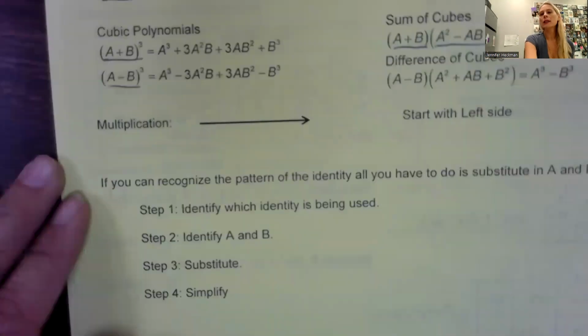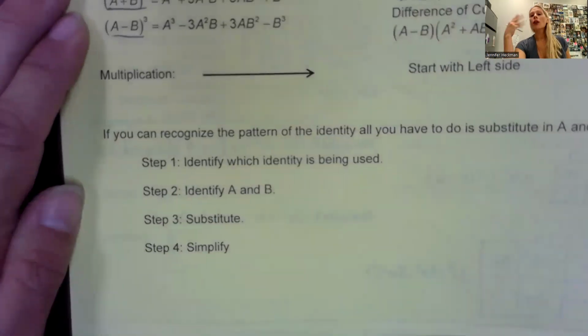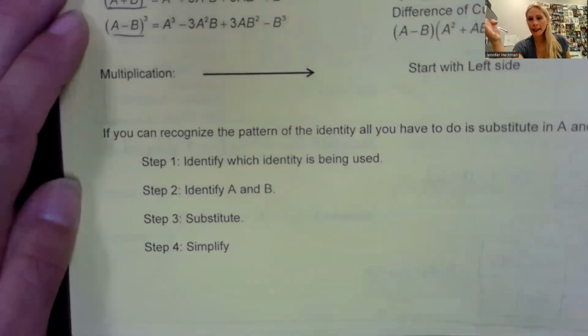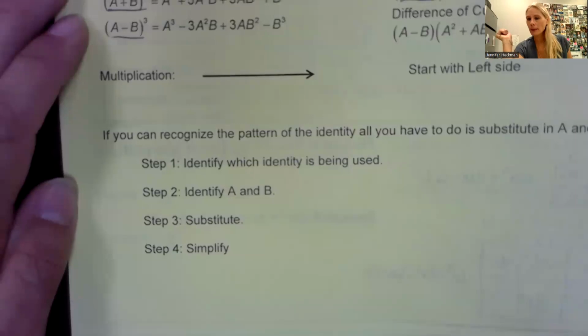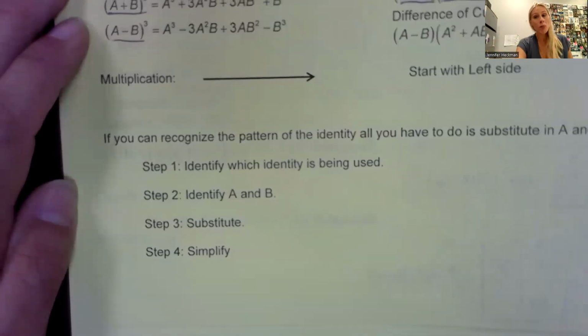So here are the steps in using the identities. First, you want to identify what identity you're using. You want to identify what the a term is, what the b term is, and then you substitute. Again, this is more of a memorization thing, but I want you to try it out.